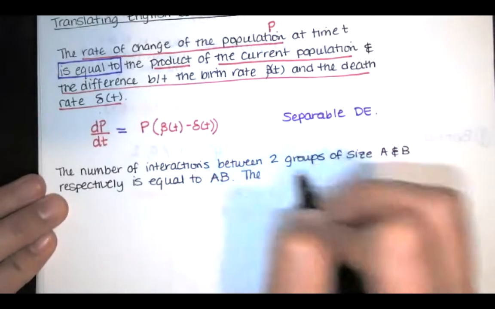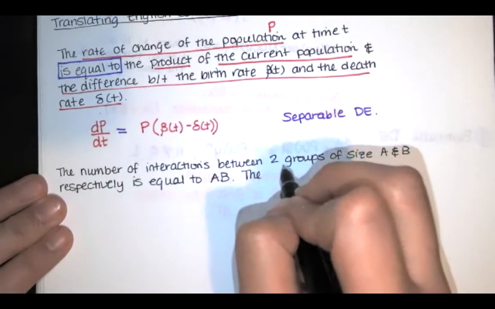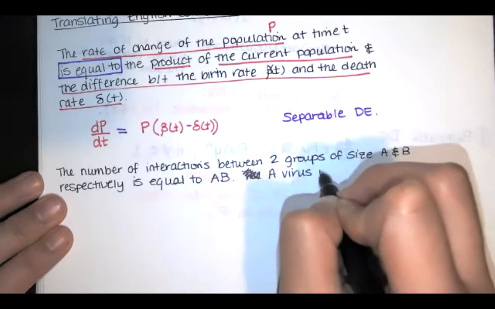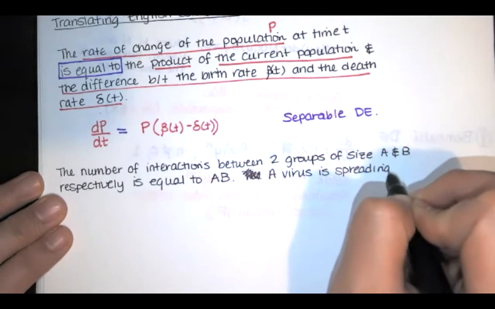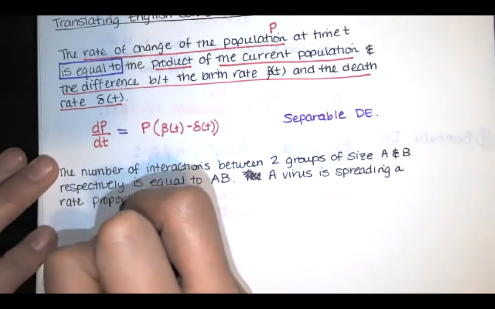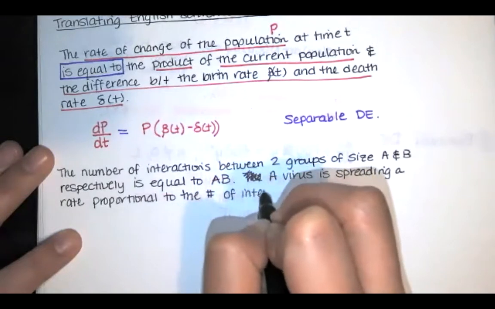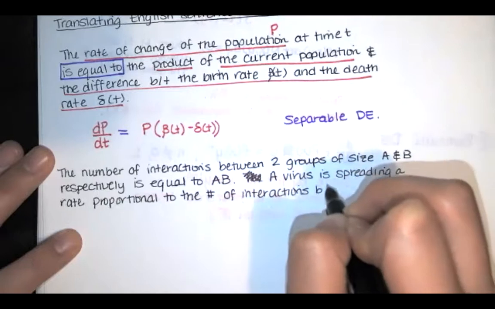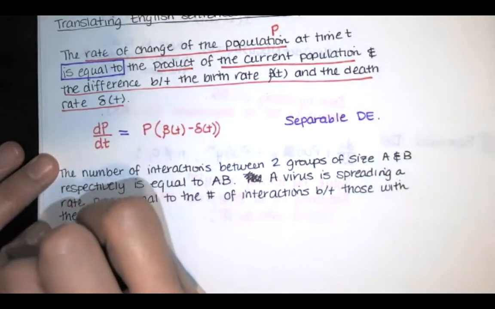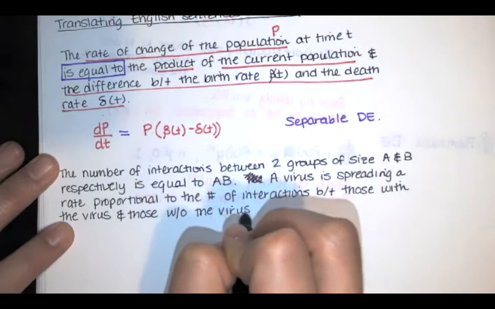They say the infection rate, or rather than calling it the infection rate, let's say it this way. A virus is spreading at a rate proportional to the number of interactions between those with the virus and those without the virus. Okay.